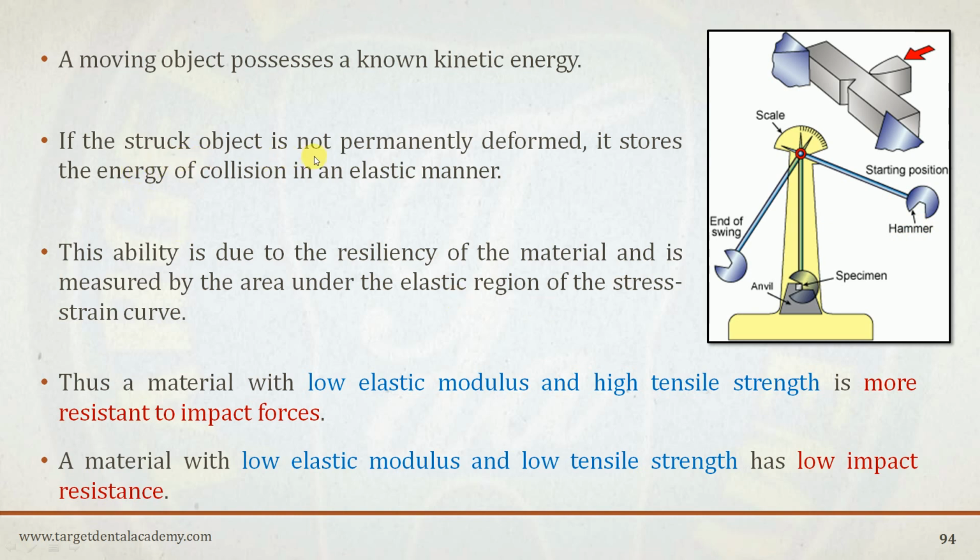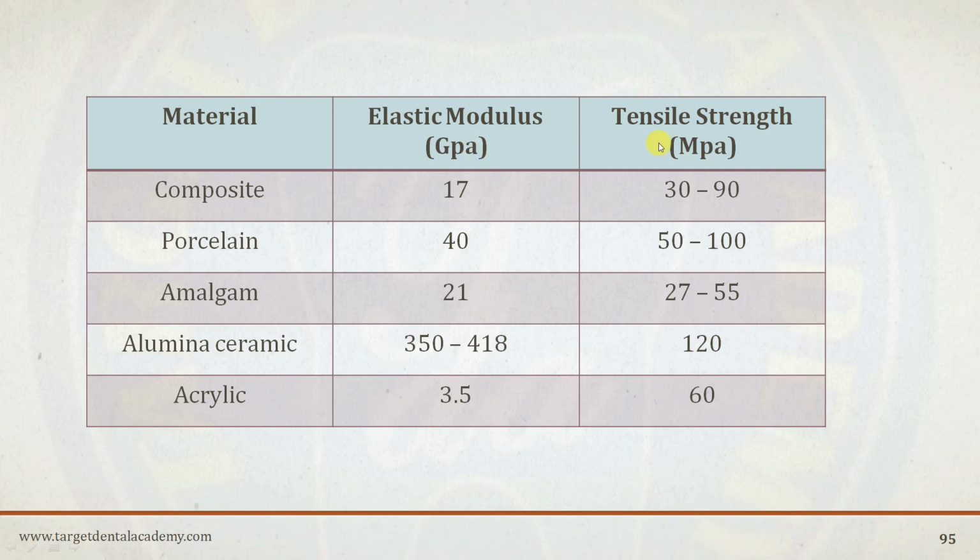If a struck object is not permanently deformed, it stores the energy of collision in an elastic manner. This ability is due to the resilience of a material and is measured by the area under the elastic region of the stress-strain curve. Thus, a material with a low elastic modulus and a high tensile strength is more resistant to impact forces. Therefore, a material with a low elastic modulus and low tensile strength has low impact resistance. Very important points. This is the elastic modulus and tensile strength of the composite, porcelain and amalgam. Please go through it once.